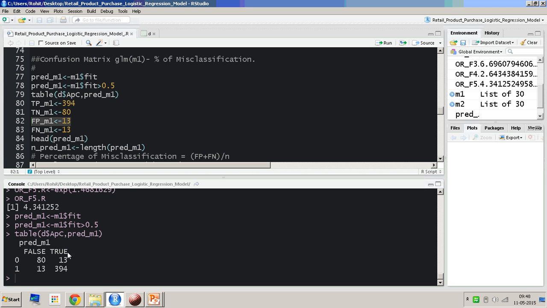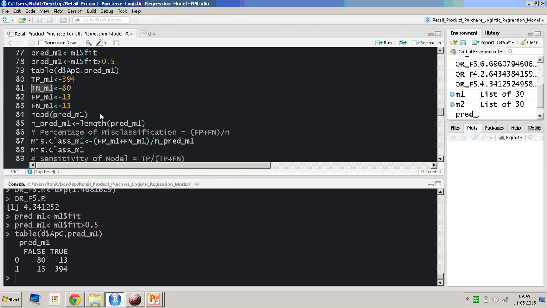And then of course our model went ahead and predicted that 394 purchases have happened, or 394 ones or 394 yeses, or the event of interest has been predicted by our model 394 times, which is also the reality in the actual data set. If you see, there are 394 ones or yeses or actual purchases. So that is the true positive, which is 394, and the true negative, which is 80.